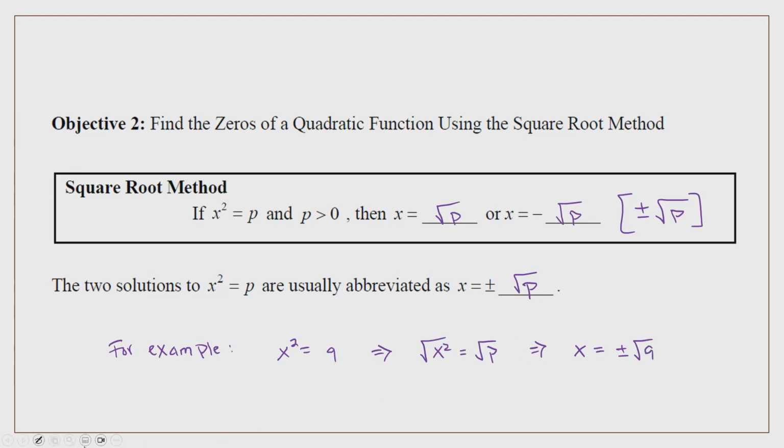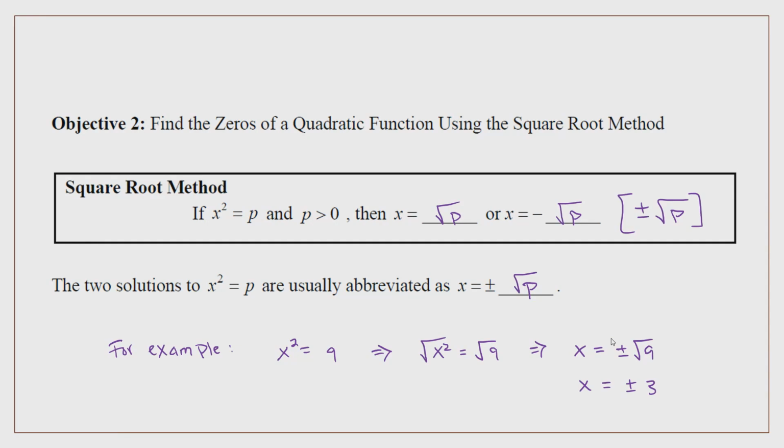I did write a p there, didn't I? Let me rewrite that as a 9. Maybe I was looking at the p above. I want to make sure it's not confusing to you. All right, so I took the square root of both sides, right? And now I can simplify my answer. So x will equal plus or minus 3, because the square root of 9 is 3.